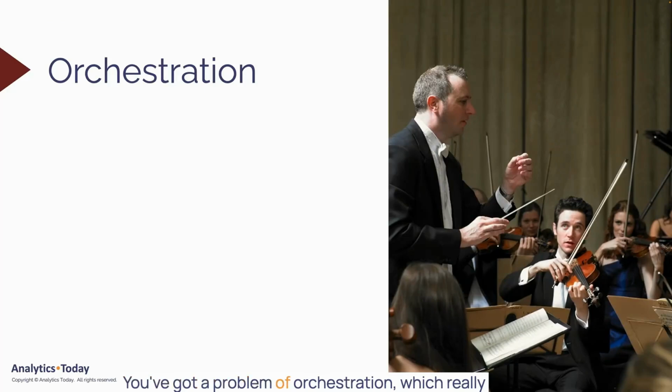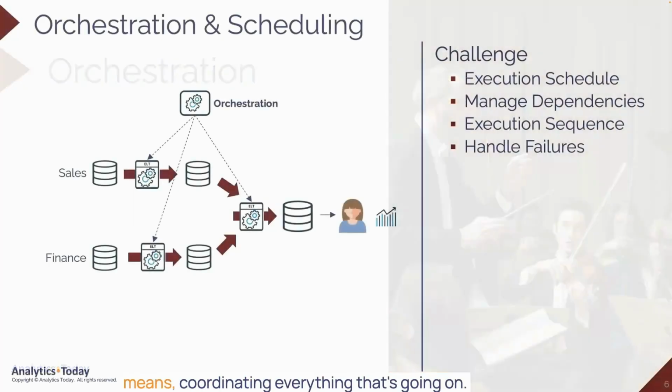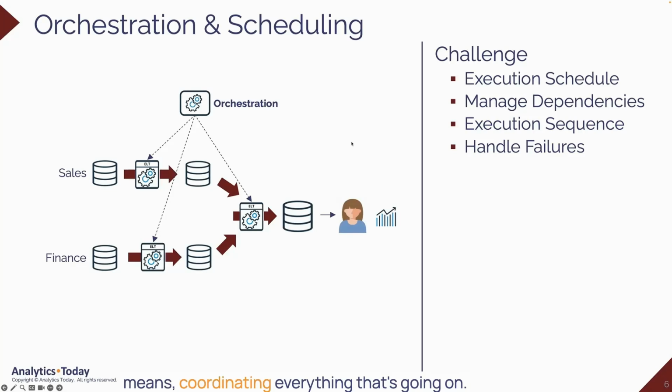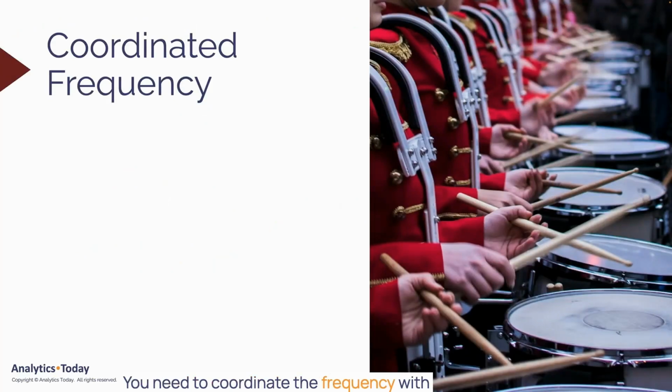You've got a problem of orchestration, which really means coordinating everything that's going on inside that pipeline. So, for example, you've got to schedule the execution of all of the steps, manage dependencies, make sure everything's executed in the right sequence, and that failures are handled correctly. You need to coordinate the frequency with which each of the steps are actually updated.